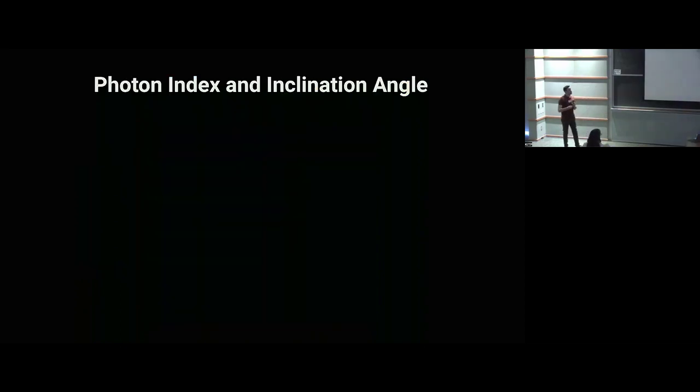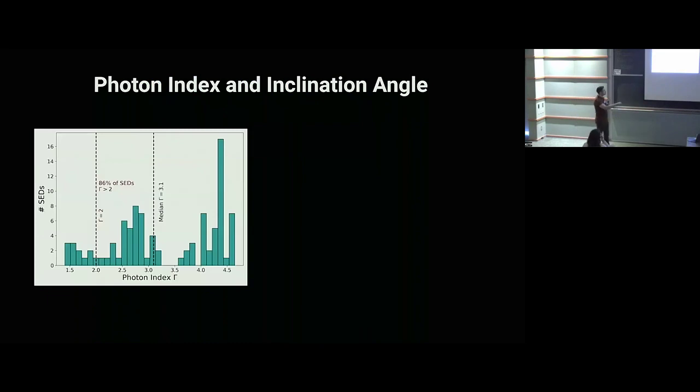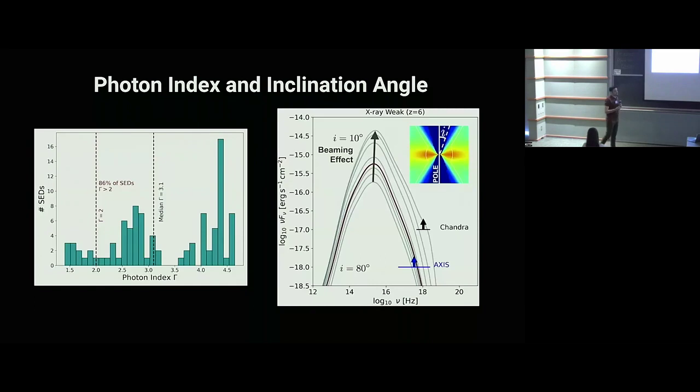So exactly how steep are our SEDs? This plot shows the photon index, gamma, for all our SEDs, and you can see that most of them have gamma values in excess of 2. Typical values for AGN are 1.7, 1.8, and actually the most common value here is 4.4: extremely X-ray weak, extremely steep. The beaming effect, the fact that the SED changes as a function of the inclination angle, is also very important. In particular, the same supermassive black hole with the same accretion rate leads to a factor of about 30 difference in the peak luminosity if the inclination angle changes between 10 and 80 degrees.